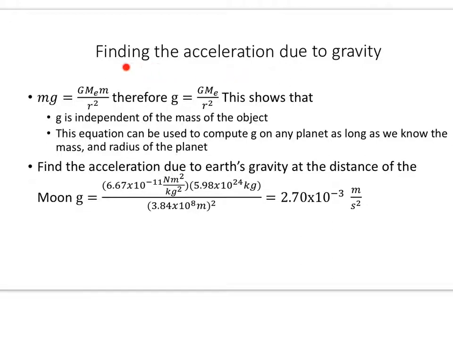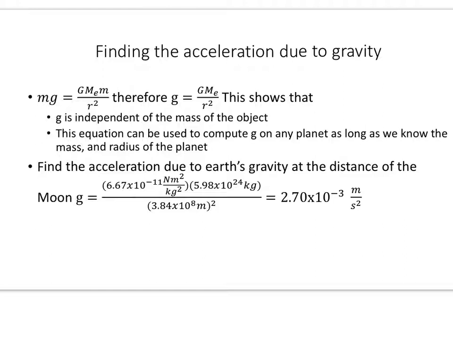Okay, now we can use this formula to find the acceleration due to gravity. Since weight, mg, is a gravitational force between a mass and the Earth, I'm going to set mg equal to big G times the mass of the Earth times m divided by r squared. As you can see here, the m's are going to cancel. So therefore, g is equal to big G times the mass of the Earth divided by r squared. This formula can be used to compute the acceleration due to gravity.